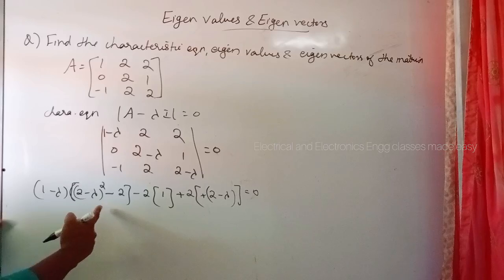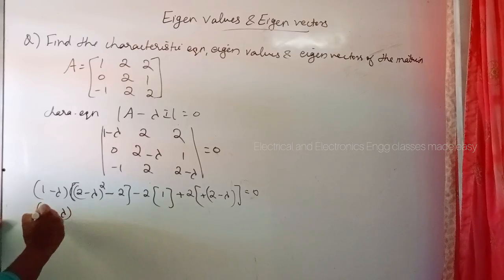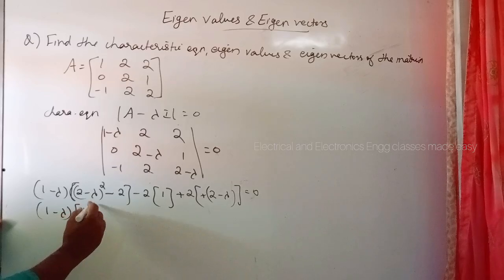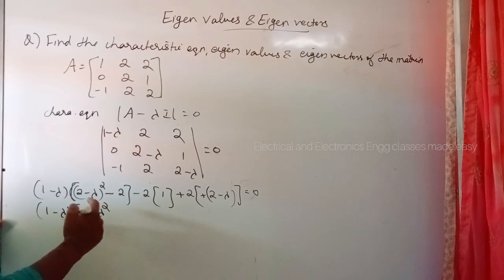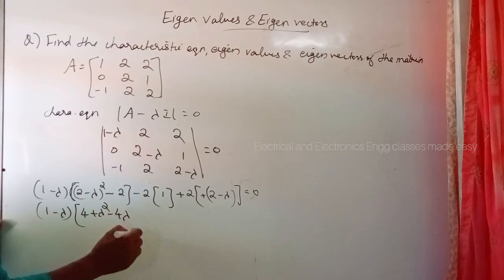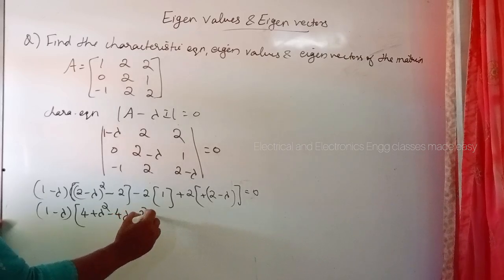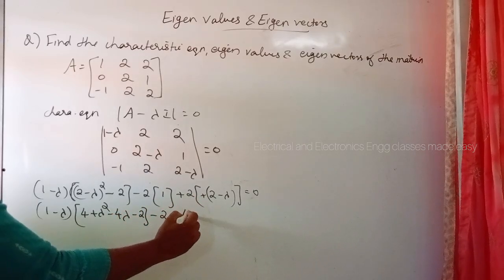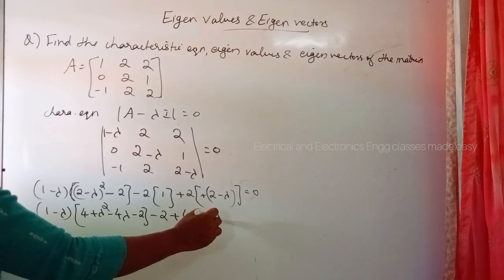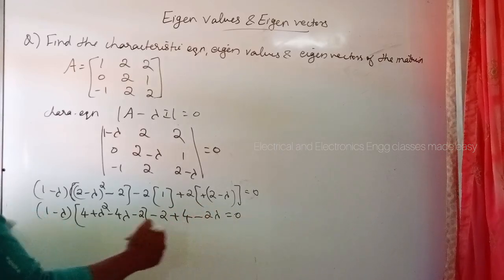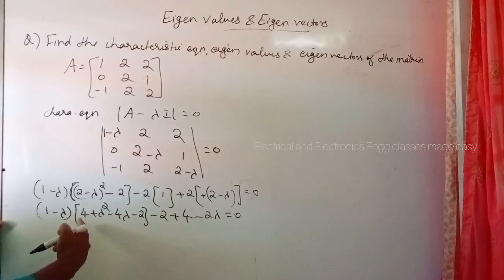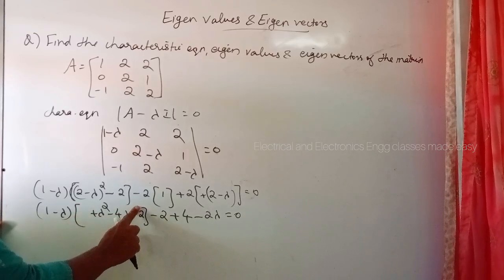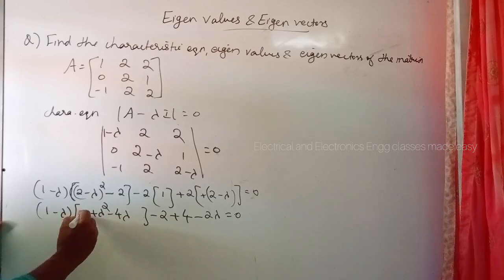Now we can expand this one. So 1 minus lambda into, this is the (A minus B) whole square form, that is 4 plus lambda square minus 4 lambda, then minus 2, here minus 2, here we get plus 4 minus 2 lambda equal to 0. Now we can expand this one, and here this is 4 minus 2. So 4 minus 2 is plus 2.